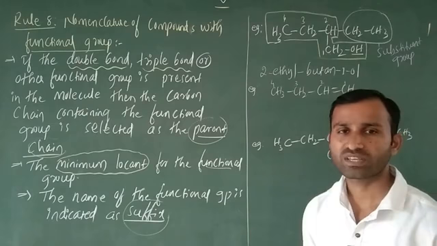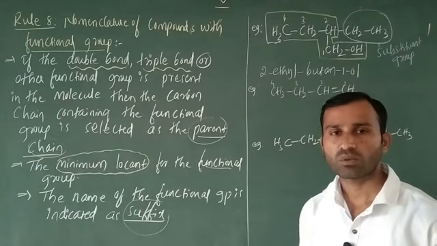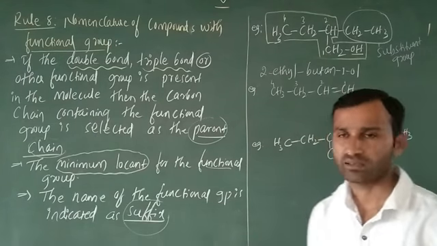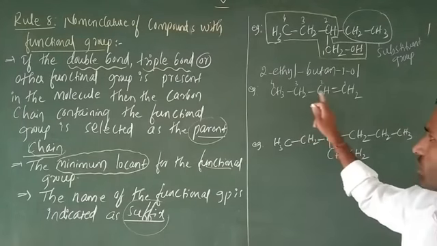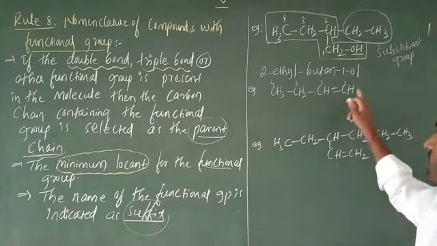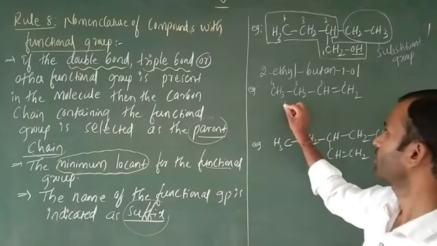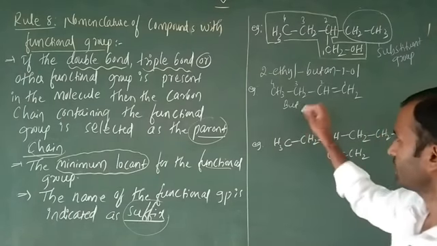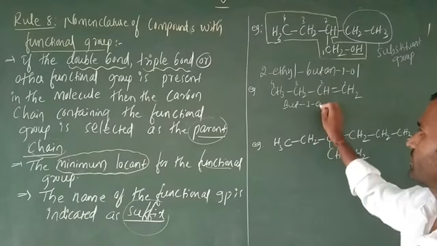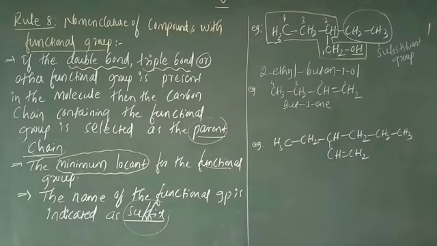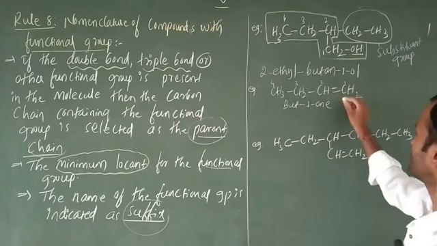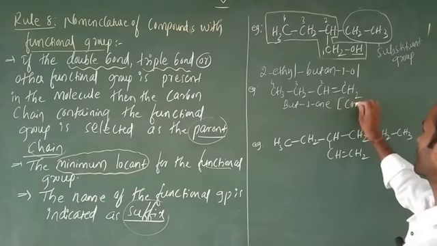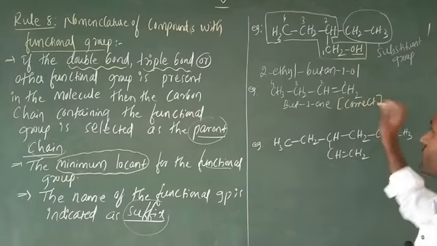If the double bond is there, that is called butene. If the triple bond is there, that is called butyne. Just here in this case I am going to write but-1-ene. But-1-ene, the ene is there, that is called 1-ene. This structure naming is correct. This one is correct.